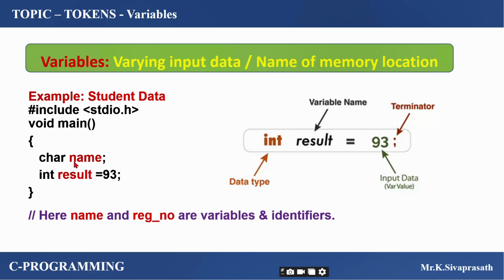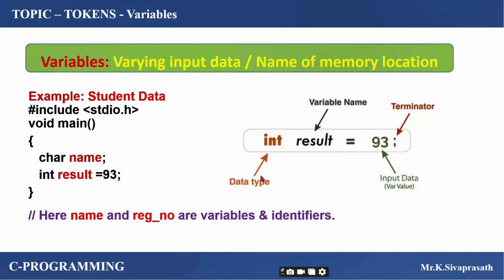So the name will be the name of the student, and the result, here we need to store the result of the particular student. So here we assign another variable called result, that is equal to 93. So now result is a variable name, and similarly the compiler will allocate memory for the data 93 under the variable name result. So here the example is int result = 93, terminated with a semicolon.